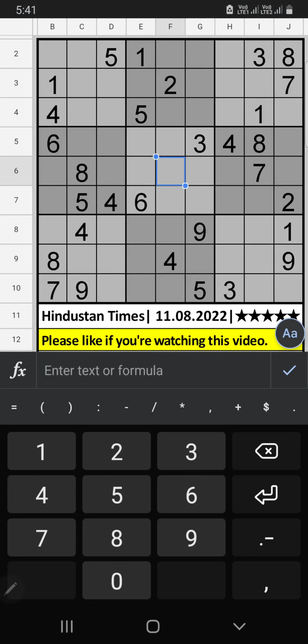Welcome to SkVm Sudoku. I am going to solve Hindustan Times Sudoku puzzle on August 11, 2022. 5-star Sudoku.